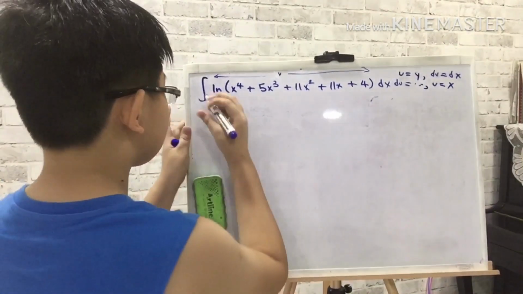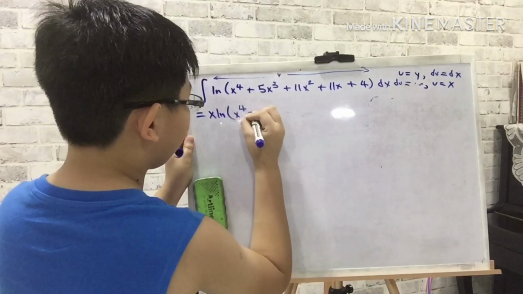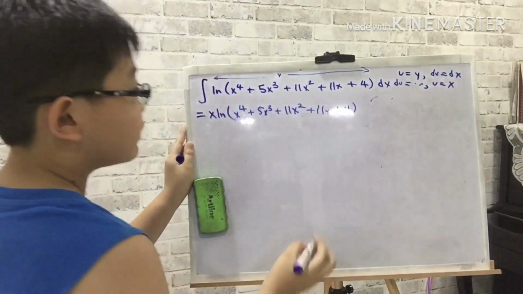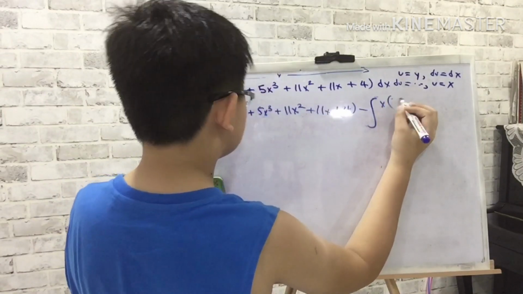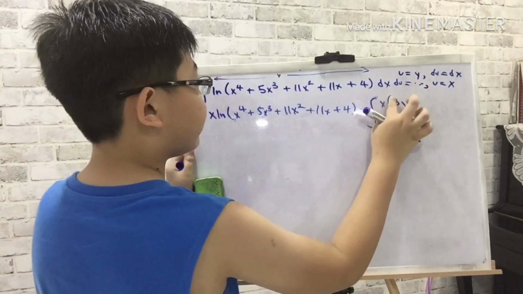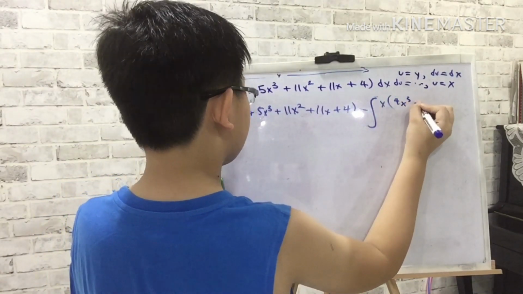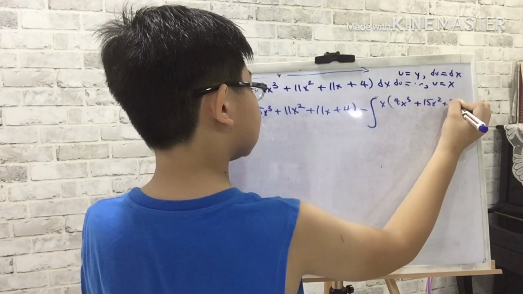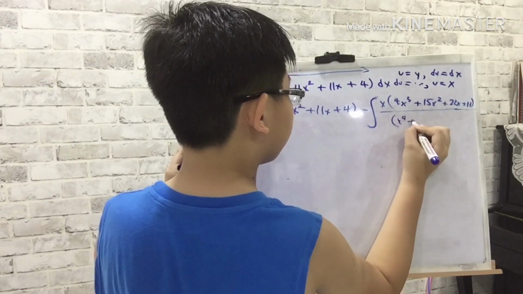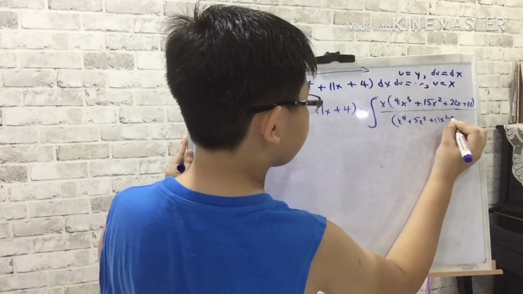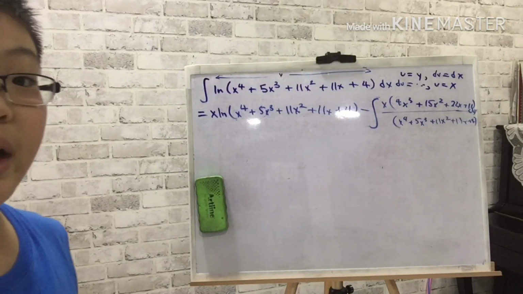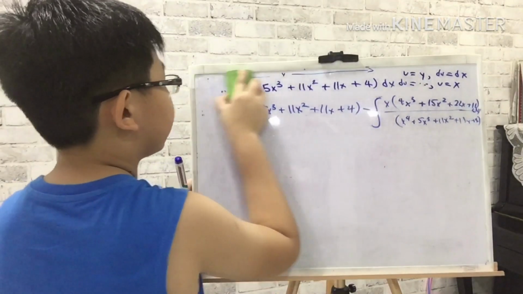Now, using integration by parts, we get x natural log of x to the fourth plus 5x to the third plus 11x squared plus 11x plus 4. Then we subtract the integral of x times the derivative, which is very simple: 4x to the 3 plus 15x squared plus 22x plus 11, divided by x to the 4th plus 5x to the 3rd plus 11x squared plus 11x plus 4 dx. So this is the integral that we have to find next. I'm just gonna erase all this for a moment.